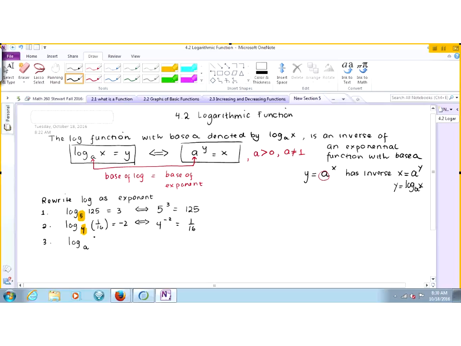What about if I have log base A of B is equal to C? Yes. So the base of the log is A, and then the exponent is C is equal to B. What about if I have P is equal to log base B of W?